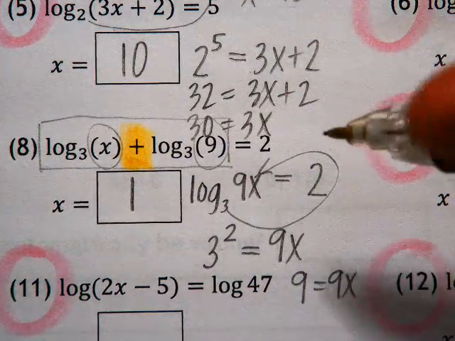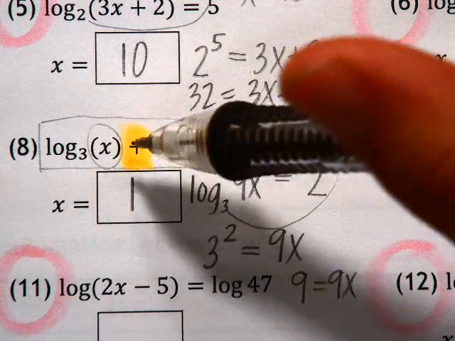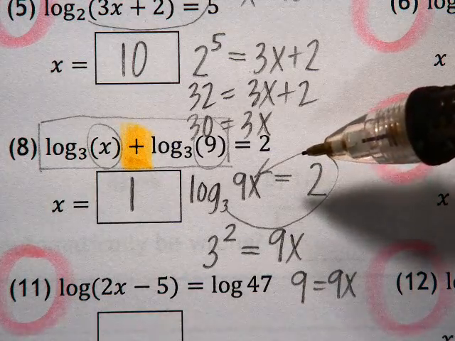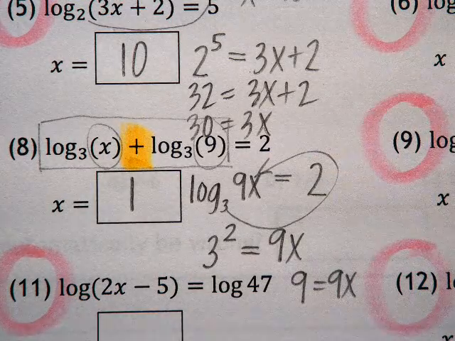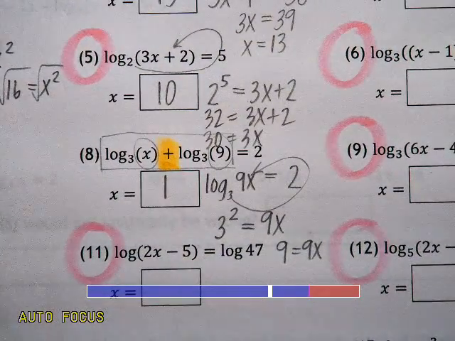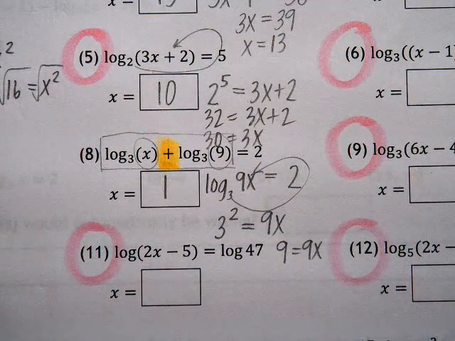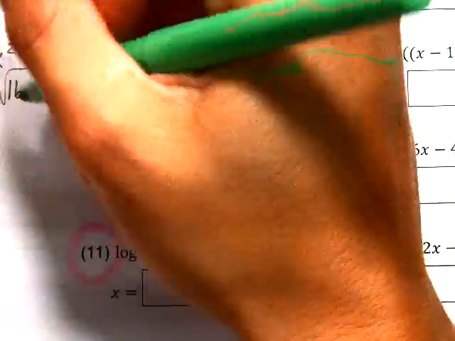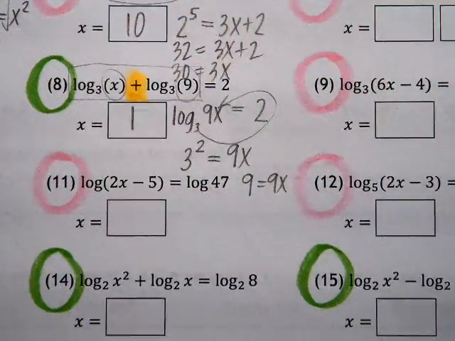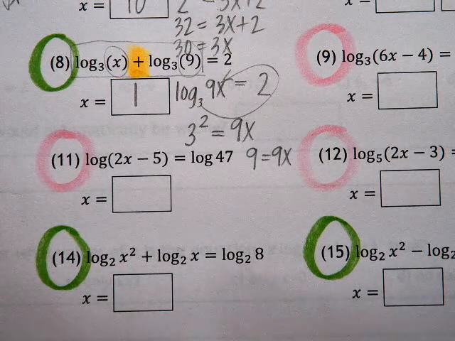So the good news about problems like this is that once you utilize that product property, you get a very familiar problem again. And that's the goal, is to not necessarily treat things like number 8 as a separate problem, but rather to just make them look like all of the other problems with that one extra step. So problems 8, 14, and 15, all very similar in that regard.